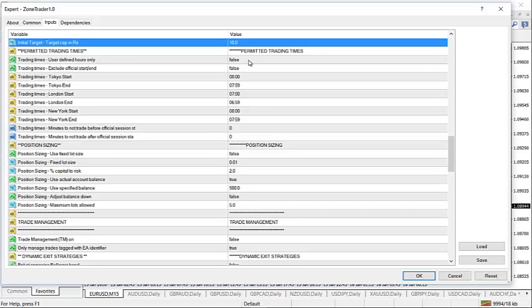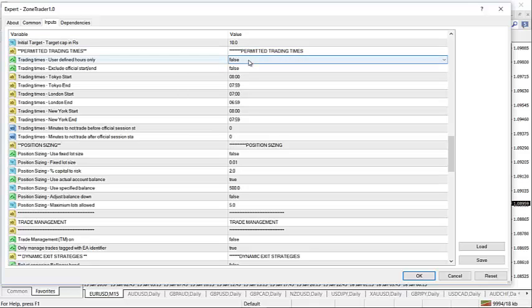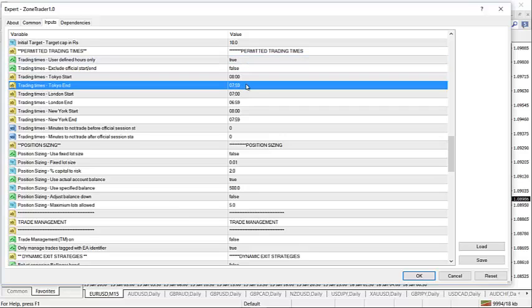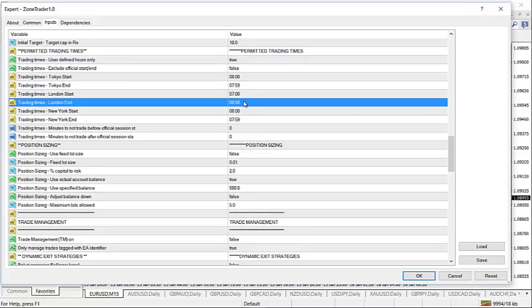At the moment, or by default, it's turned to off or false, so that there's no limitations on when the expert advisor can trade. You turn it on to true, then these hours start coming into play. So any one of these can exclude when trading occurs.